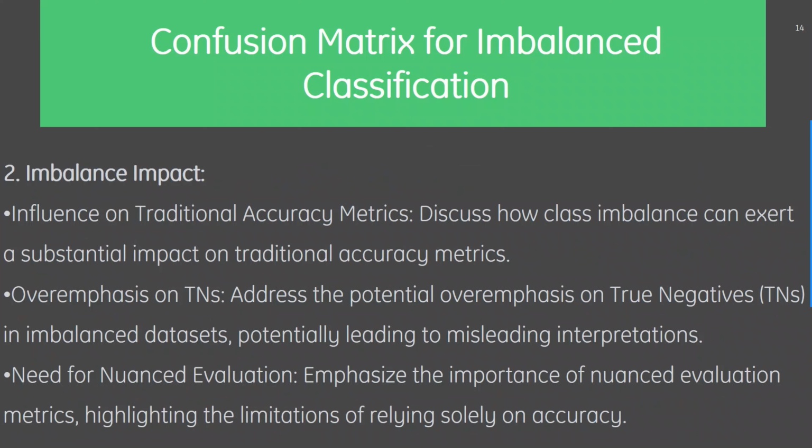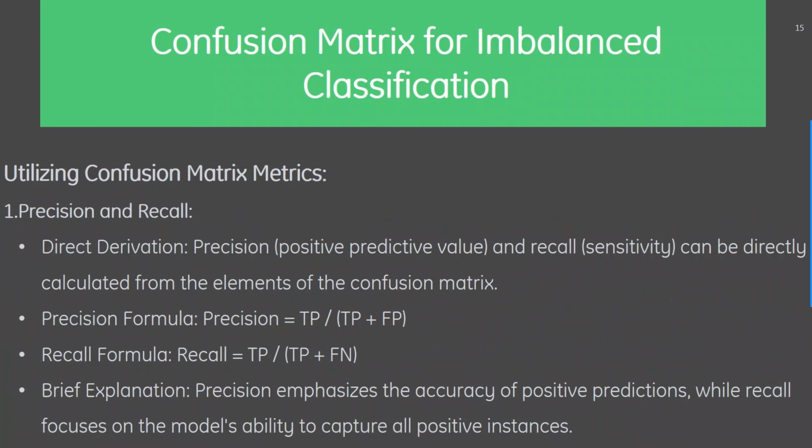Then we have overemphasis on TNs. Address the potential overemphasis on true negatives, such as TNs in an imbalanced dataset, potentially leading to misleading interpretation. Then we have the need for nuanced evaluation. Emphasize the importance of nuanced evaluation metrics, highlighting the limitation of relying solely on accuracy. Then we have utilizing confusion matrices.